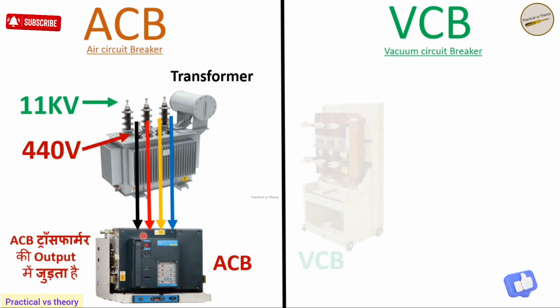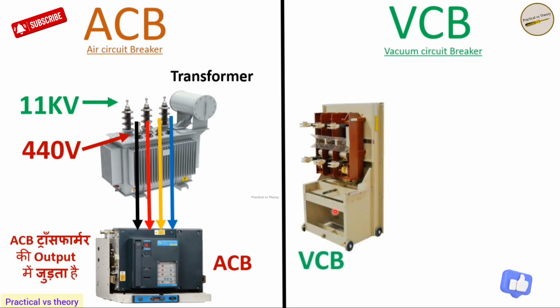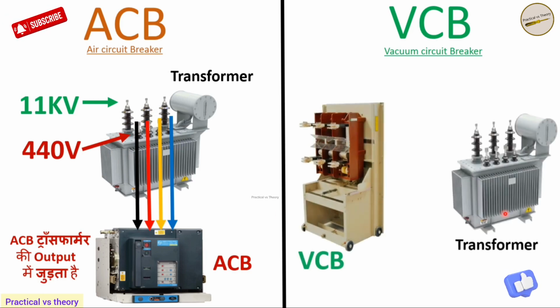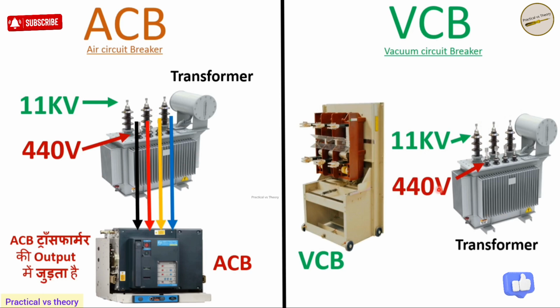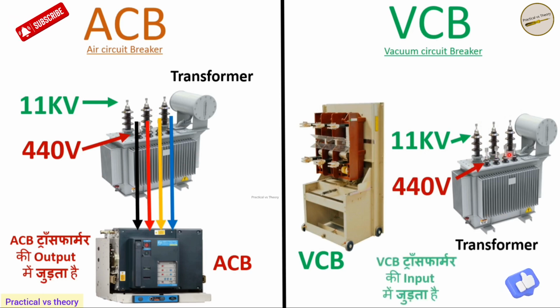And now, let's assume we're talking about VCB. Now, there's a link between the VCB and the transformer. Now, what will that link be? The ACB is connected to the transformer's output. And what is a VCB? It's connected to the input. Look, for the input, you need to know where the 11 kilovolts is coming from. And you also need to know where the 440 volts is coming from, okay? The VCB connects to the input of the transformer.